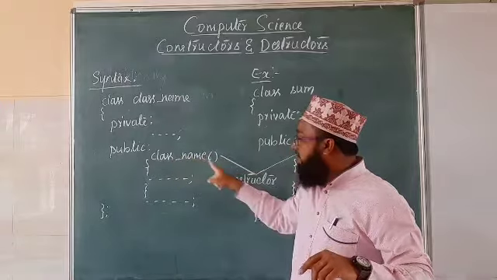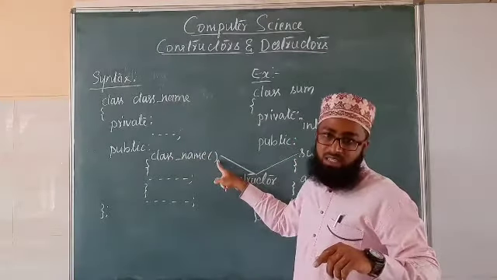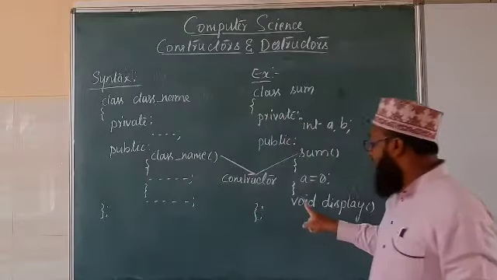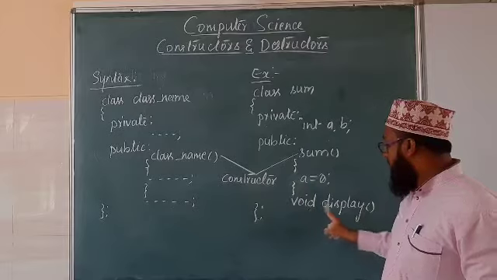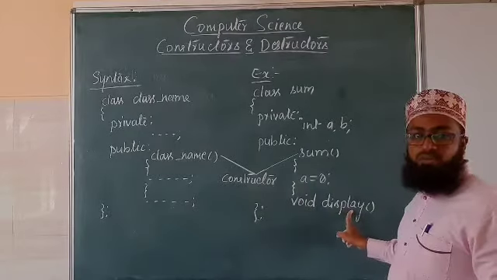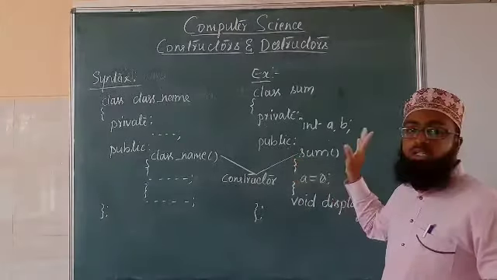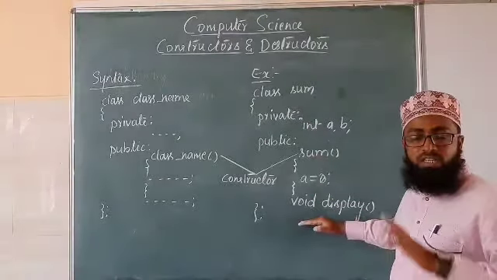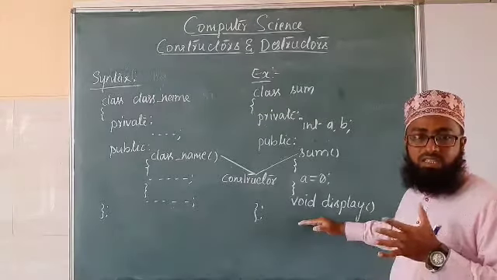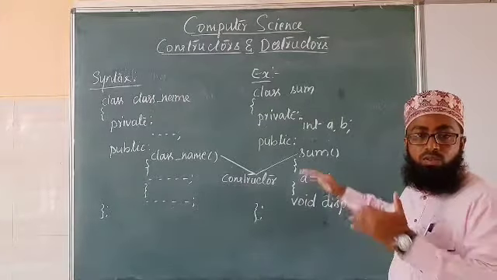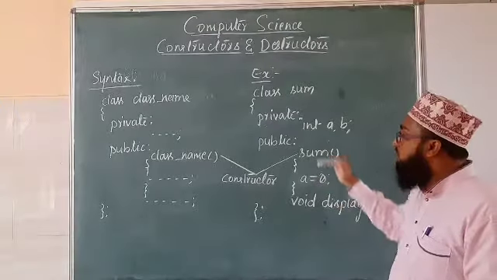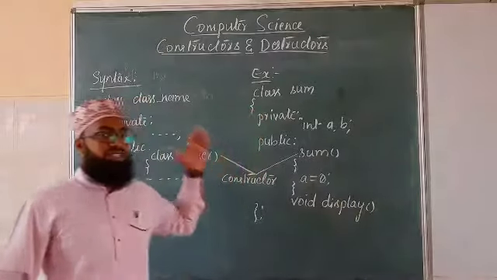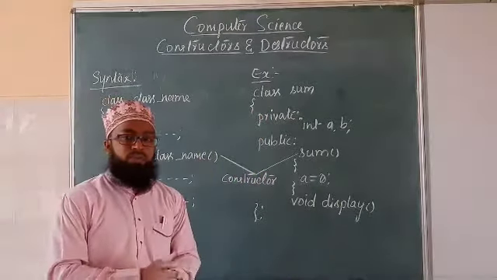But in the constructor, it is a function. So it should be defined as a member function, and it should not be given any void or any return type. See, here void display has a return type given, but for the constructor, no return type is given. But it should be defined under public, in the public section itself. So these are the rules. By following all the rules, we have given the syntax and example of a constructor.